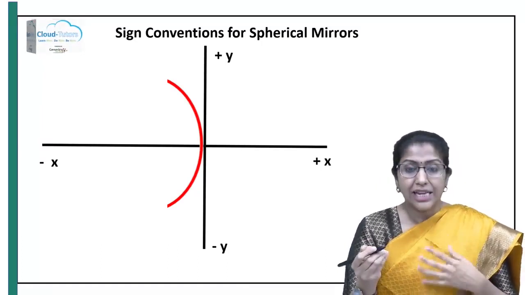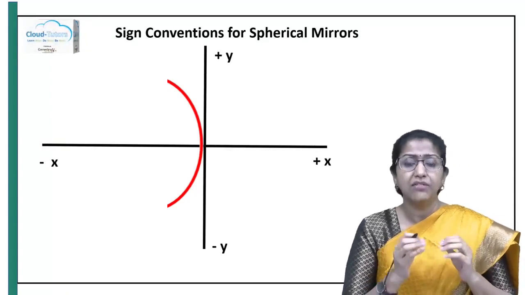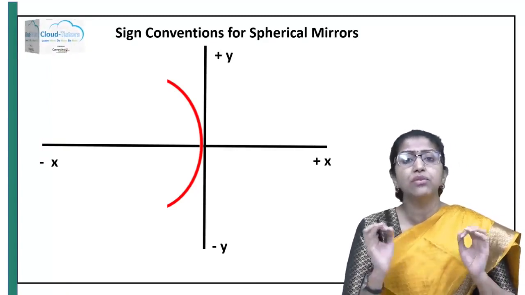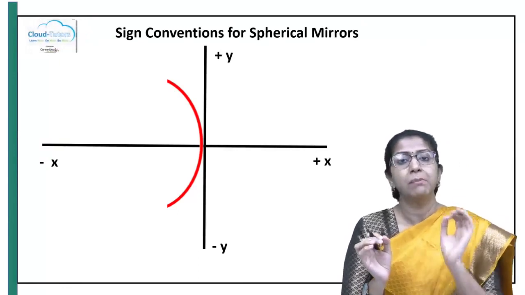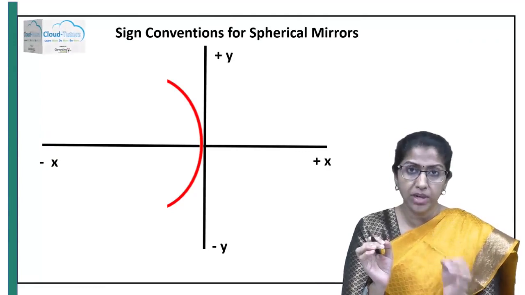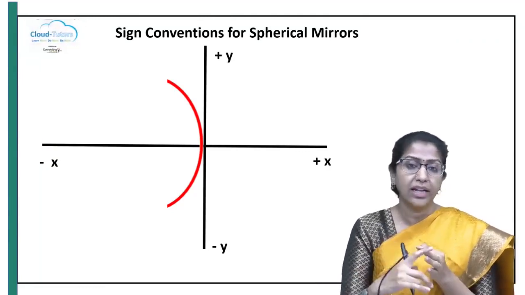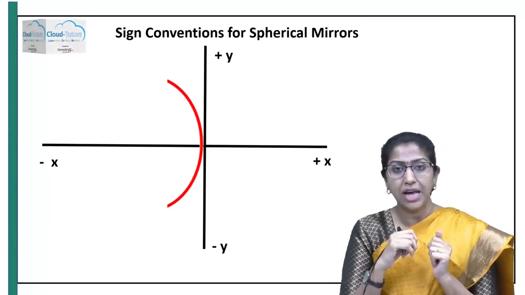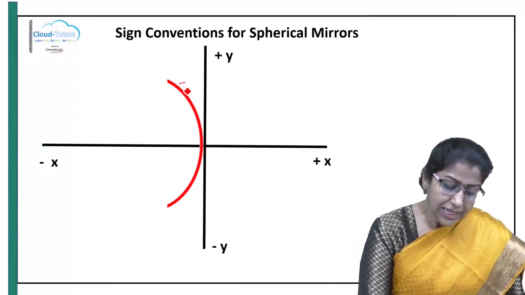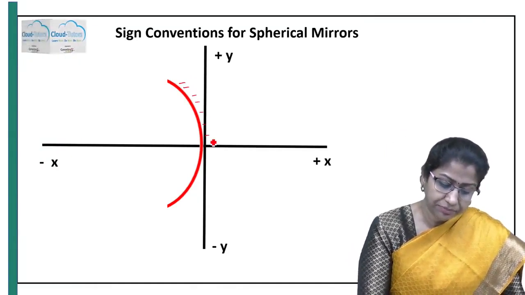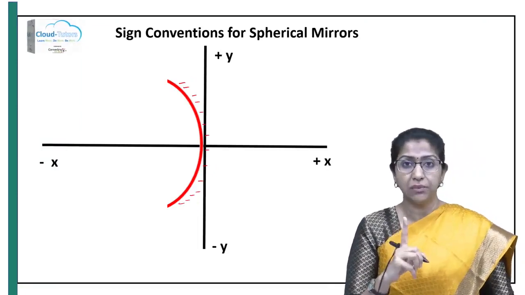Now, let's take the example of a concave mirror and understand the sign conventions. When I say sign conventions, these are rules that you have to remember, to assign a plus or minus sign, that is a positive or a negative sign, to image distance, object distance, focal length, and many other aspects of these mirrors. So let's take the example of a concave mirror and understand this.